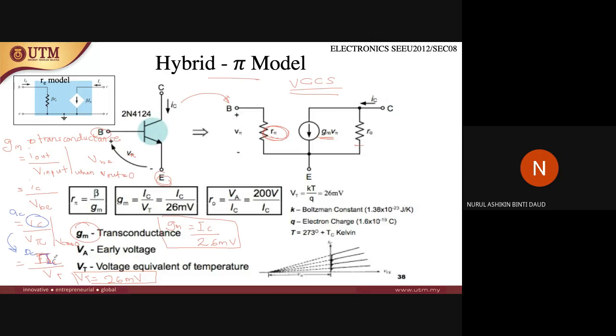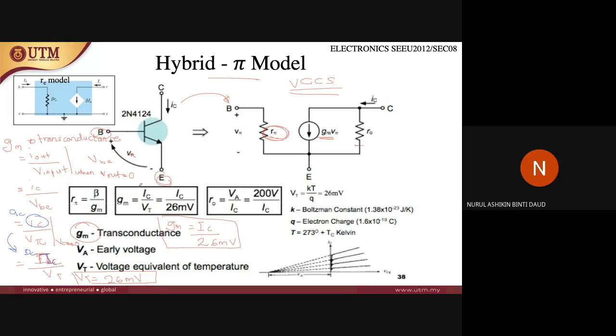And then this IC can be divided by VT, which is the voltage equivalent of temperature. Since the value is 26, gm, which is the transconductance here, is equal to IC over 26. I hope it's okay up until here, right? If you are questioning why in the beginning I'm using small ic and later capital IC, it is because it is changing from AC source current to DC source current. It is almost equivalent when VCE is equal to 0. So this is how we get it.